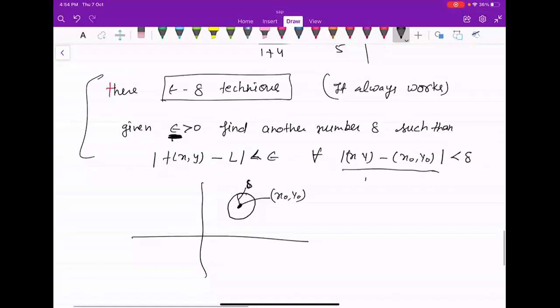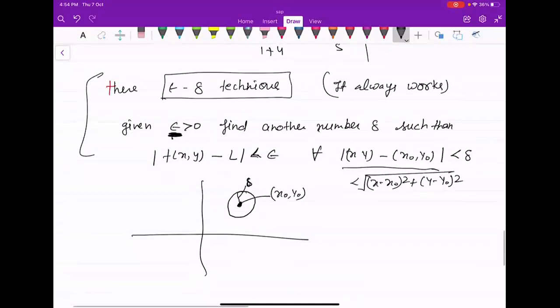So what does this mean? It means here square root of (x minus x0) square plus (y minus y0) square, that is mod of (x,y) minus (x0,y0). It is the distance between (x,y) and (x0,y0). So (x0,y0) is the center about which we are finding a small circle of radius delta, or a distance that is less than delta. We can say it is very, very small.